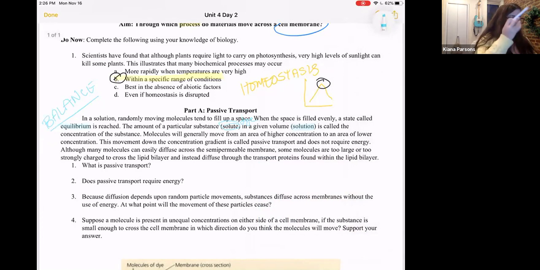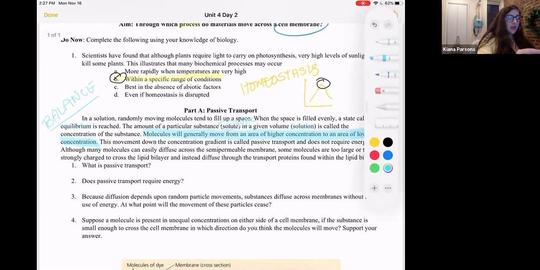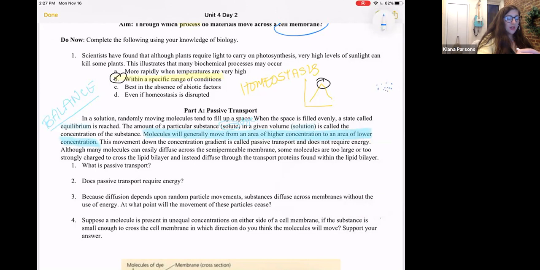Okay, so molecules will generally move from an area of higher concentration to an area of lower concentration. So that looks like this. Right, we have a bunch of molecules over here. Let's say it's COVID, right?